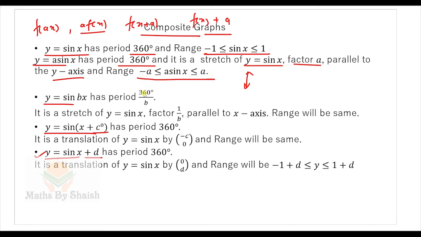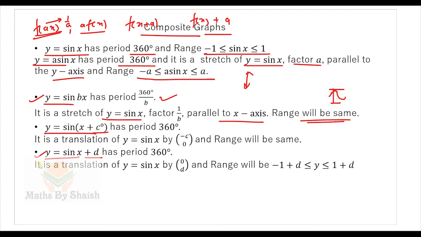And similarly for the next one, it is this type, and we know that in this case the factor is 1 upon b, and it is going to affect the x axis. That's why the period will be 360 by b, and we can define it as a stretch of y is equal to sine x with factor 1 over b, parallel to the x axis, and the range will be the same because it is not affecting the y axis. So it will always be between -1 to 1.